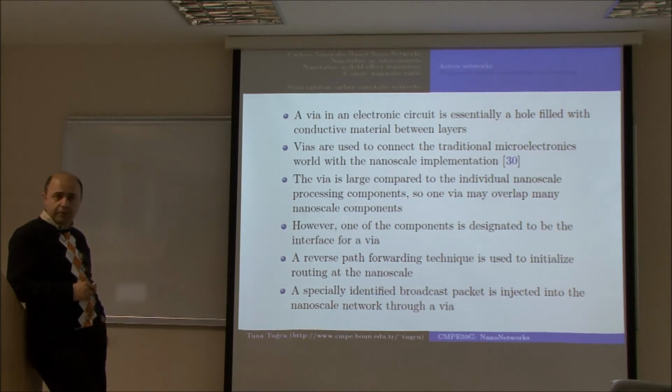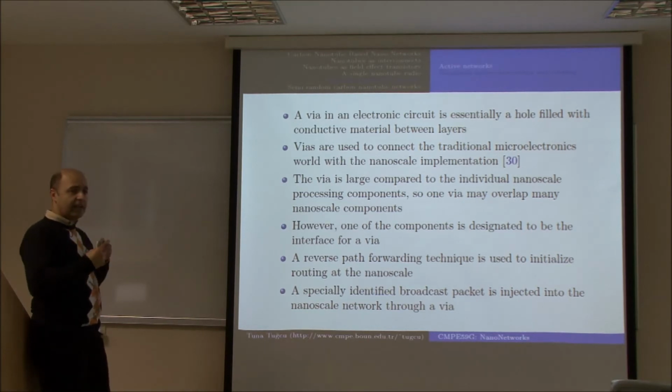So, a via: probably you already know what a via is from your computer organization or digital logic courses, if you've taken one, especially in the lab. A via, as you will remember, is in an electronic circuit actually a hole that is filled with some conducting material so that you connect one layer to the other. Like, consider the design of a very simple PCB. You probably have done it when you were a sophomore student.